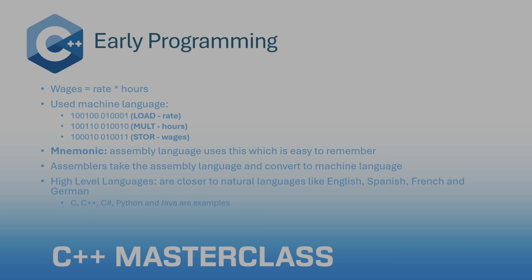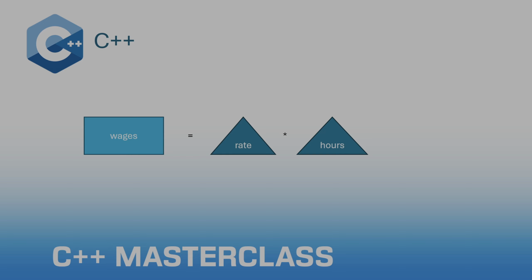Now we have assemblers, which are programs that take the assembly language and convert it to machine language. We also now have high-level languages. They are closer to the natural languages that we speak every day, like English, Spanish, French, and German. Examples of these languages are C, C++, C#, Python, and Java. In C++, you would write that equation just like in math: wages equals rate multiplied by hours, where the wages variable equals the variable for rate times the variable for hours.